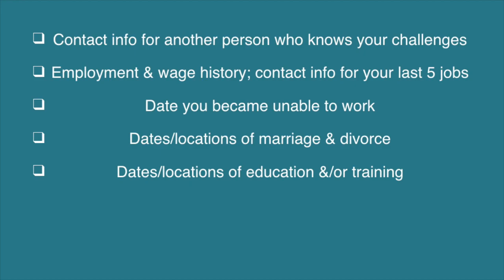One piece that's important, the date that you became unable to work. This is a date that several of these applications are going to request. So you want to look at your work history, look at when did I really become unable to continue to work. Write that down big somewhere, and you want to use that exact date every place. You don't want it to be a month off or 3 days off, because then Social Security is like, what the heck? You know, so you want to make it as easy as possible for them to understand what's going on. Dates and locations of marriages and divorce, dates and locations of education and training.